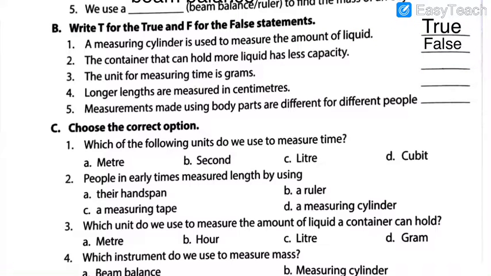Okay, I hope that you are even checking your answers. Number 3, the unit of measuring time is grams. Again, false statement. First, let me write the answer. Why is this the false statement? If you want to measure the time, will you measure it in the gram? I am going to reach school at 1 gram. No, that's not possible. So this statement is false. The unit for the time is either seconds, hours or minutes, right? So this statement is incorrect.